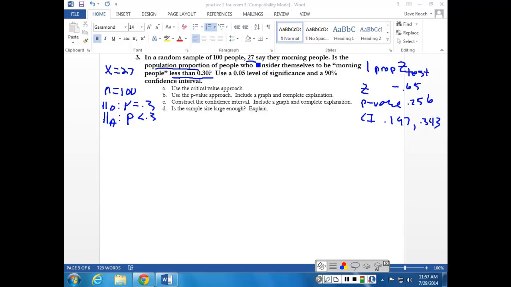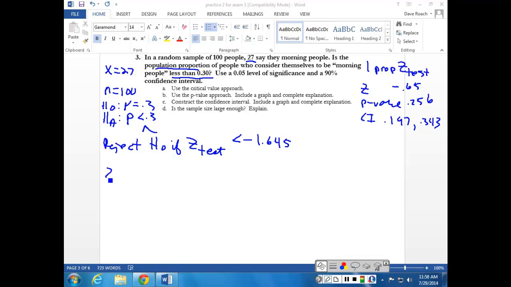So for the critical value approach, I'm going to reject H0 if the z-test is less than minus 1.645. That's less than, so this will be less than minus.